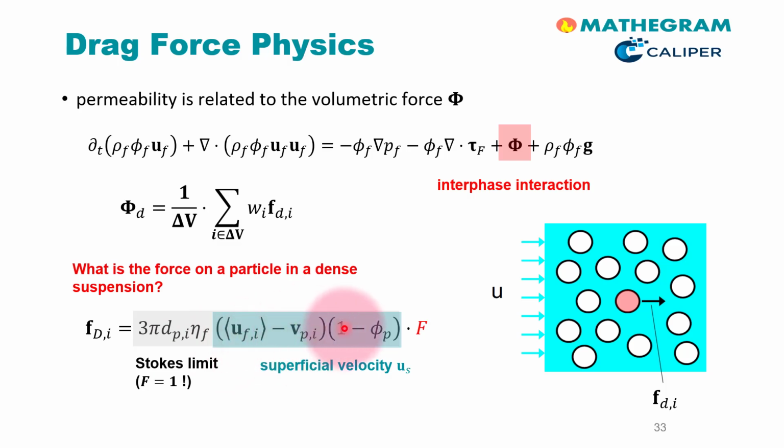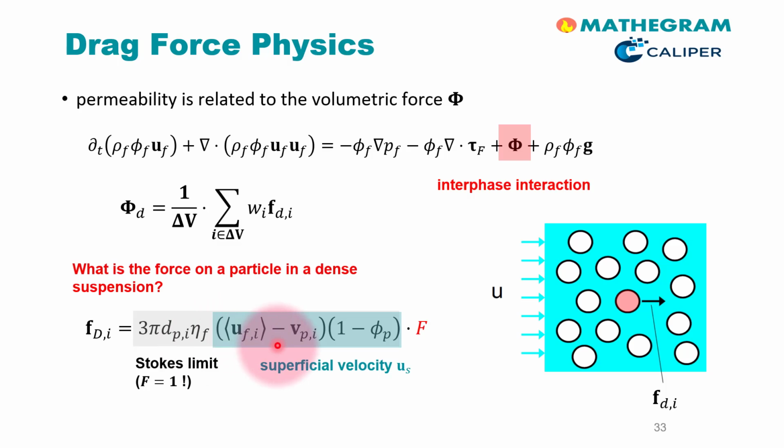U_S is the superficial velocity difference between the fluid and the particles. The second term here, shown in red, is a dimensionless drag force F. This quantity F needs to be correlated with some other dimensionless quantities, as we will see later. However, before we do this, there is one important thing. F must approach unity in the Stokes limit for obvious reasons. Any correlation for F that does not do this is less helpful.